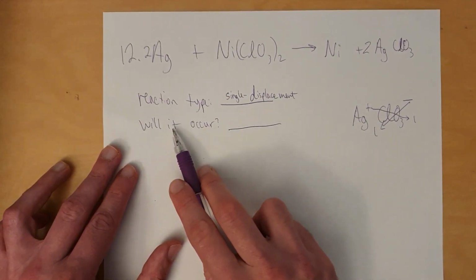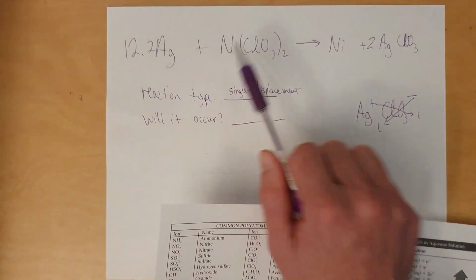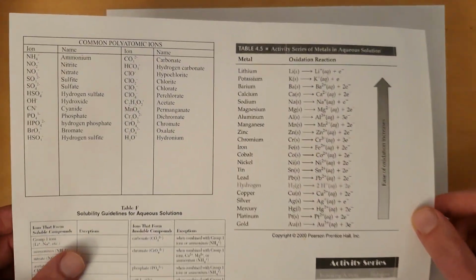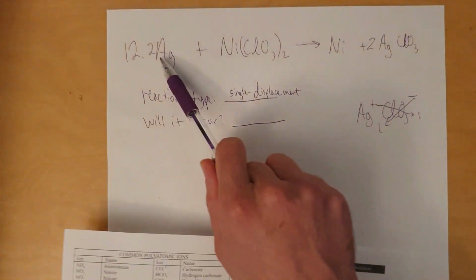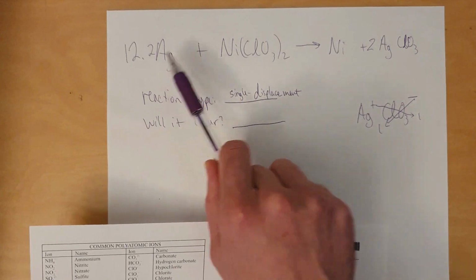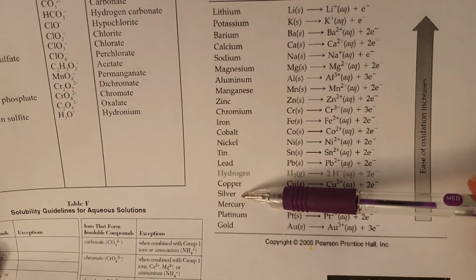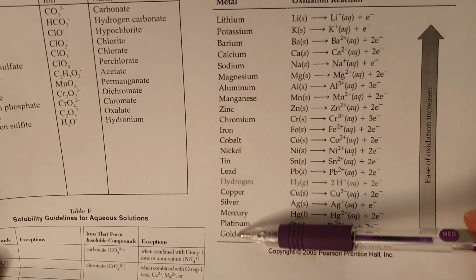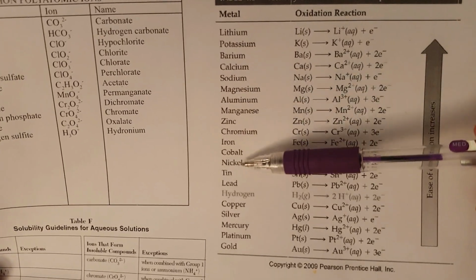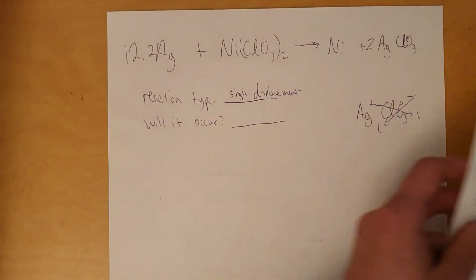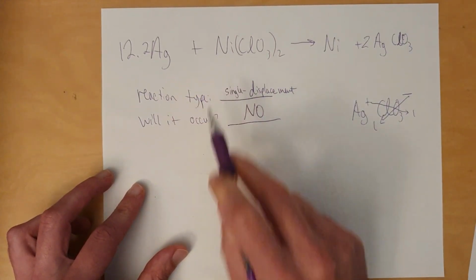Next question, will it occur? In order to find that out, since it is 2 metals switching places with each other, you consult the activity series of metals. The pure element must be above the one it wishes to replace, so silver needs to be above nickel for this to work. So we look on here and we find there's silver, and it is not above nickel. In fact, the other way is true. Nickel is above silver and not below it. So the pure element is not above the one it wants to replace. Therefore, we say no, this reaction would not occur in real life.